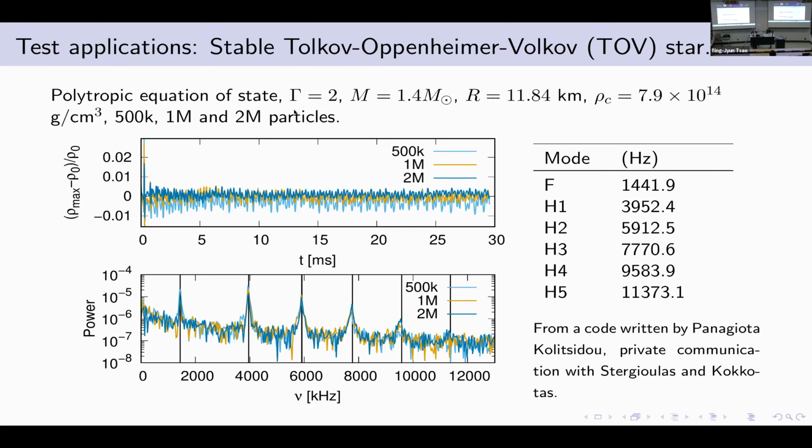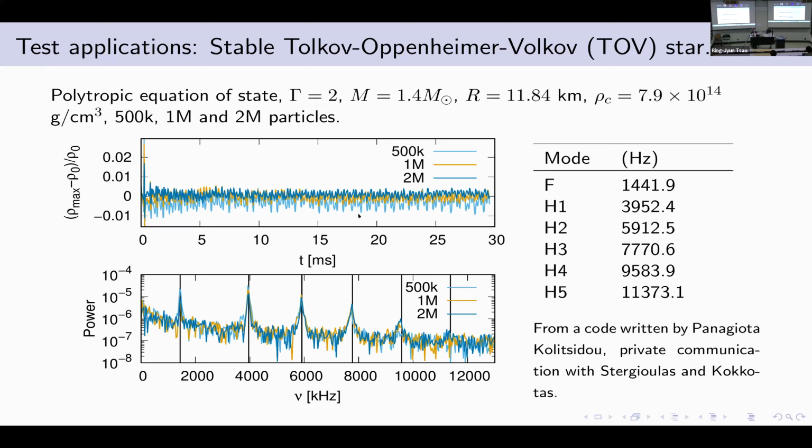And here we just, for simplicity, used gamma equals 2, m equals 1.4 solar masses, a case that has been done way back in the past in order to compare with things. We evolved that with 500,000 particles, 1 million and 2 million particles, and we can look at the oscillations. The oscillations here are triggered only by truncation error. We don't add anything in addition to that.